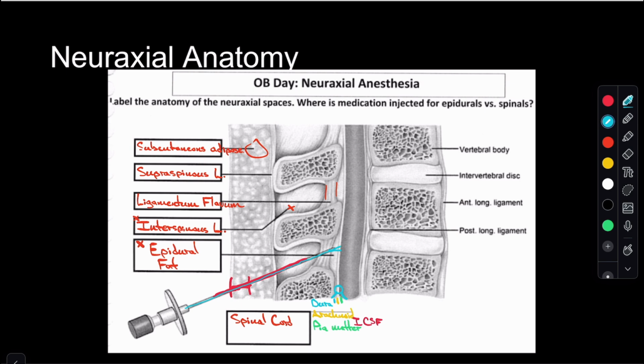Once you think that you've entered the subarachnoid space where the CSF is, there's this stylet at the end of your spinal needle, and you would remove that stylet and look for CSF to drain out of your spinal needle. And if you see CSF draining out of the spinal needle, that means that you're definitely in the subarachnoid space, because that's where the CSF is located. And then you could attach your syringe with your medication and inject your medication in, and now you've placed your spinal anesthesia.